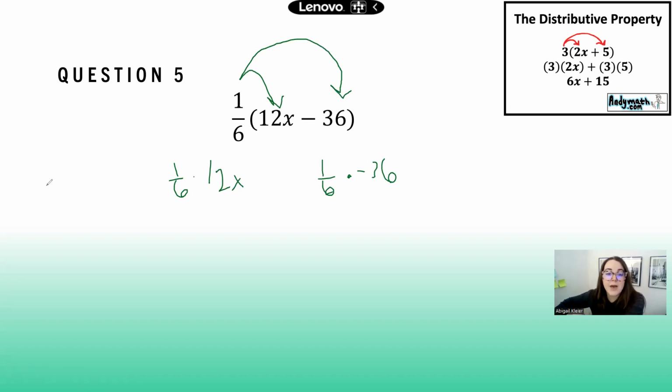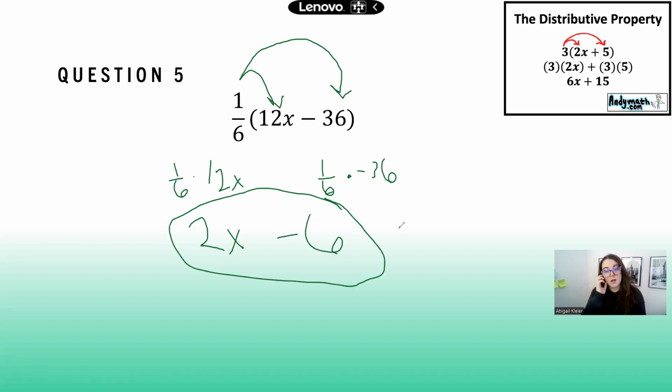1/6 times 12x is the same thing as saying 12x divided by 6. So this would simplify to 2x. Then we have 1/6 times -36. This is like saying -36 divided by 6, which is -6. So this would be our final answer here. Again, anything outside of the parentheses would multiply into the two terms inside the parentheses. Don't forget that sign in front of the 36, that is a -36. And the final answer is 2x minus 6.